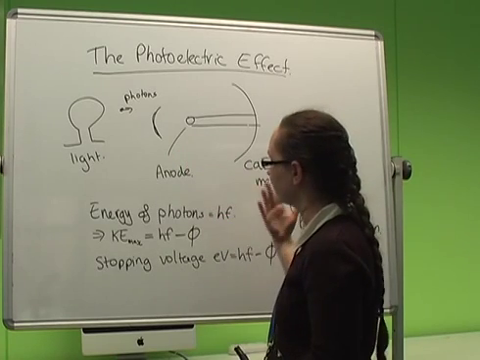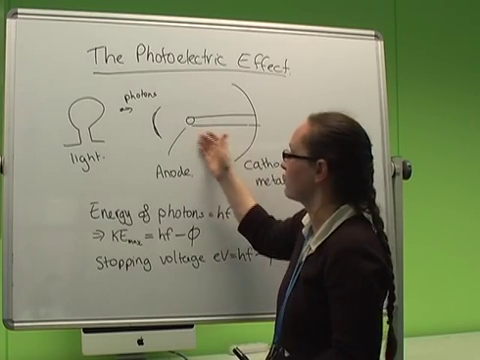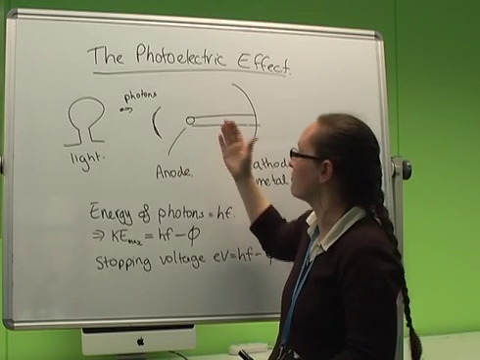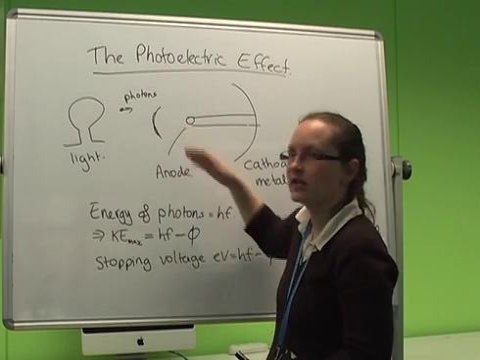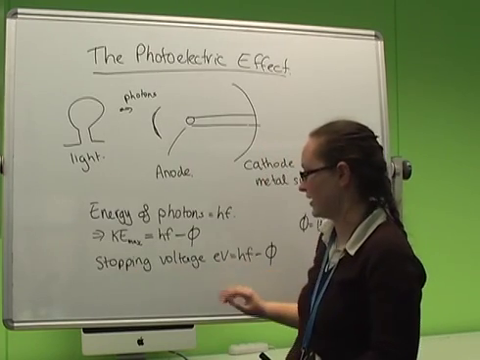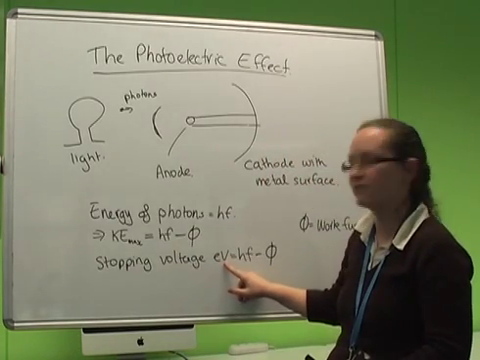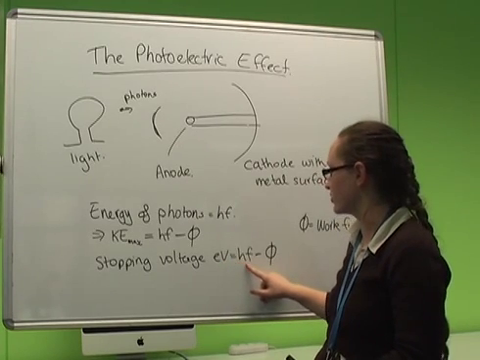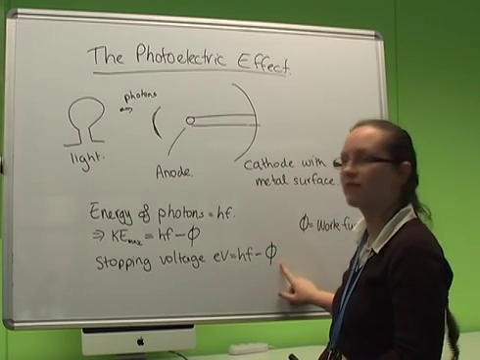So measuring the amount of voltage we need to apply to make the photocurrent zero is going to give us a lot of information. We have this equation here: eV, where V is the stopping voltage, is equal to hf minus phi, where phi is the work function.